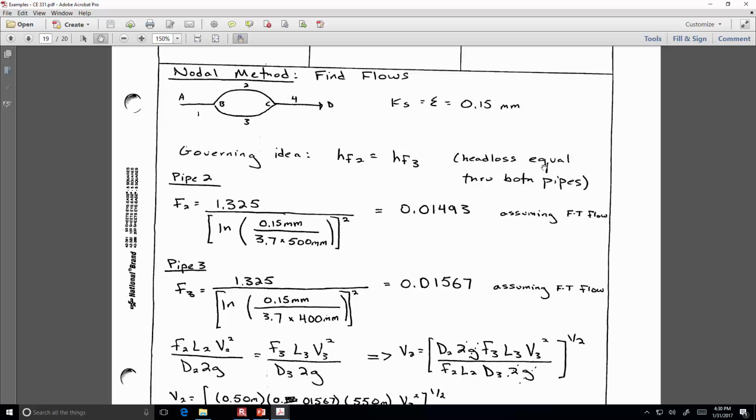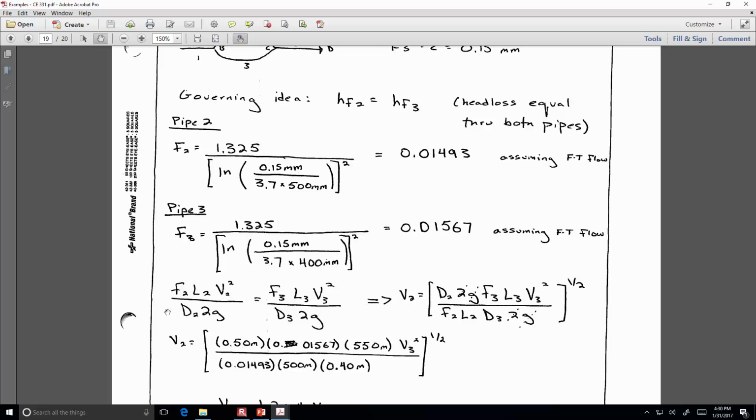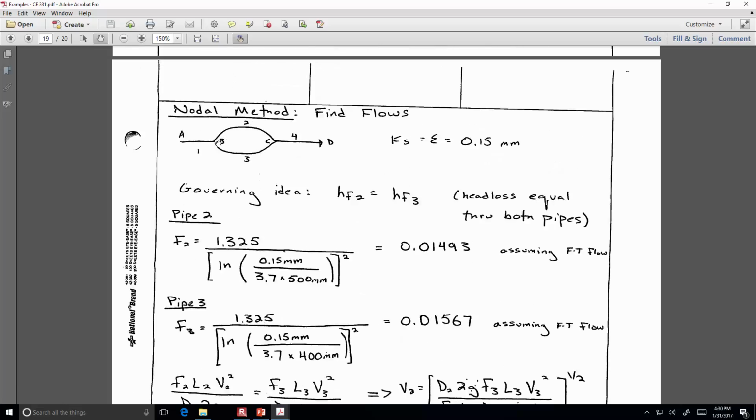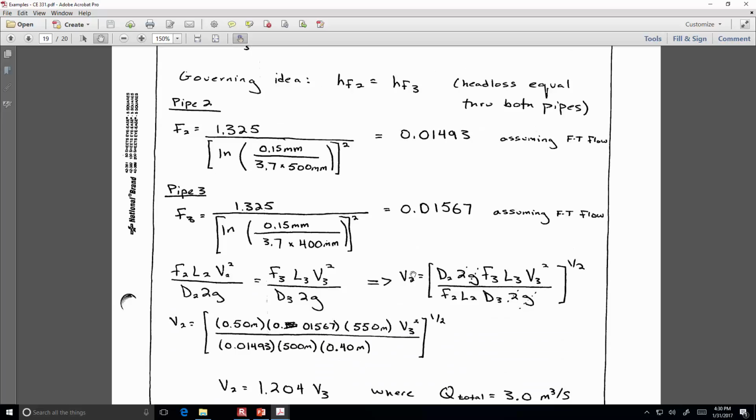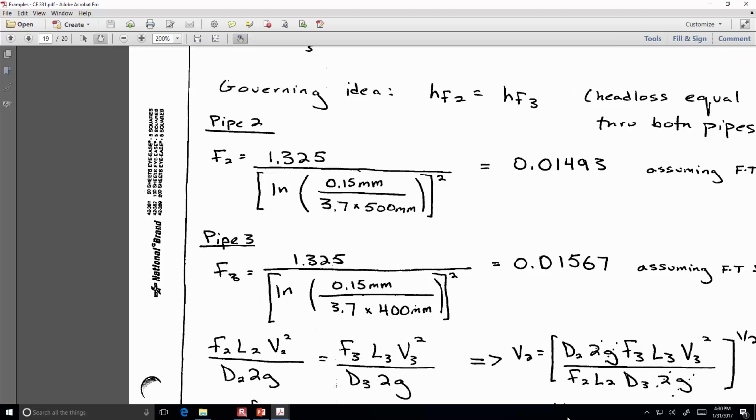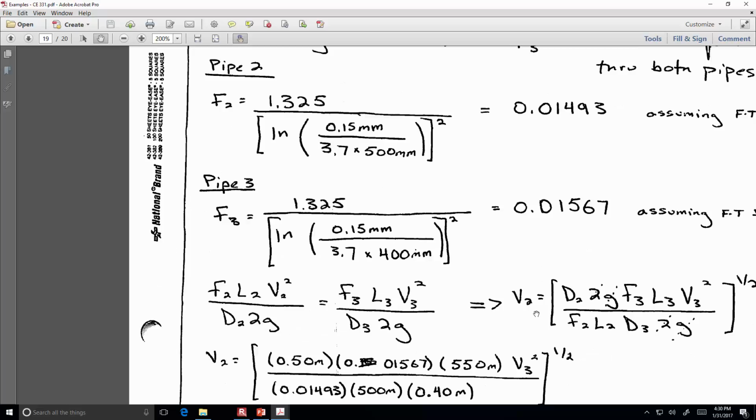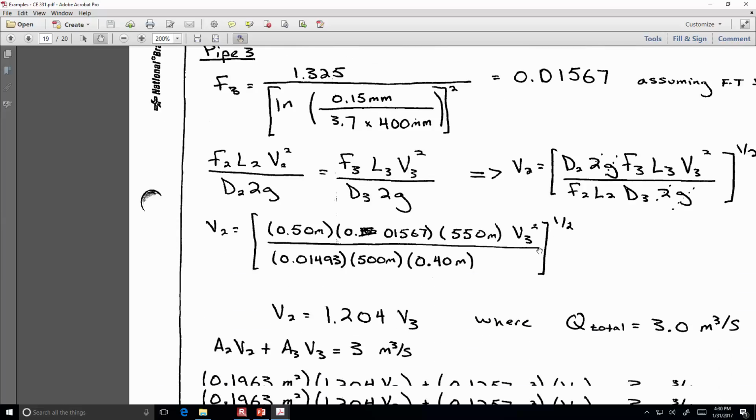And then saying that the energy loss is equal through both routes is where this comes from. The idea that the head loss through pipe 2 is equal to the head loss through pipe 3, which has to be the case because they meet back together again. And so we can rearrange in terms of either V2 or V3, and it doesn't matter which one you solve for. We're just looking for some factor that expresses the ratio of V2 and V3, because it's that ratio that we'll substitute into the continuity equation. Okay, so I did that.